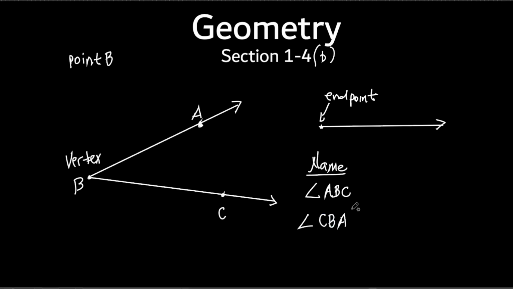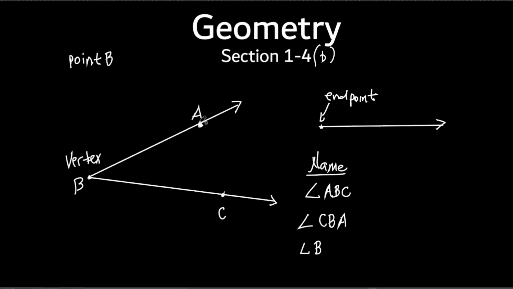Now, as long as there's only one angle coming out of that vertex, you could name this just with the point that's the vertex. So I could name this angle what? B. If there's only one angle coming out of it. I'll show you an example in a second where you could have more than one angle coming out of it, okay? So those are three different ways you can name this.